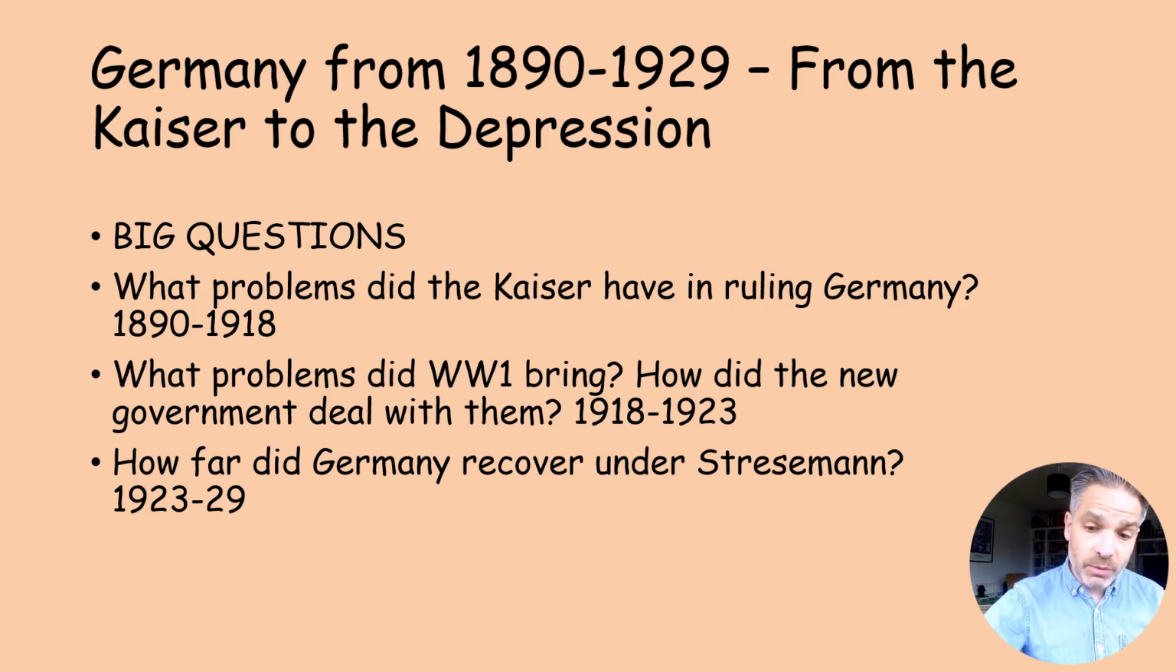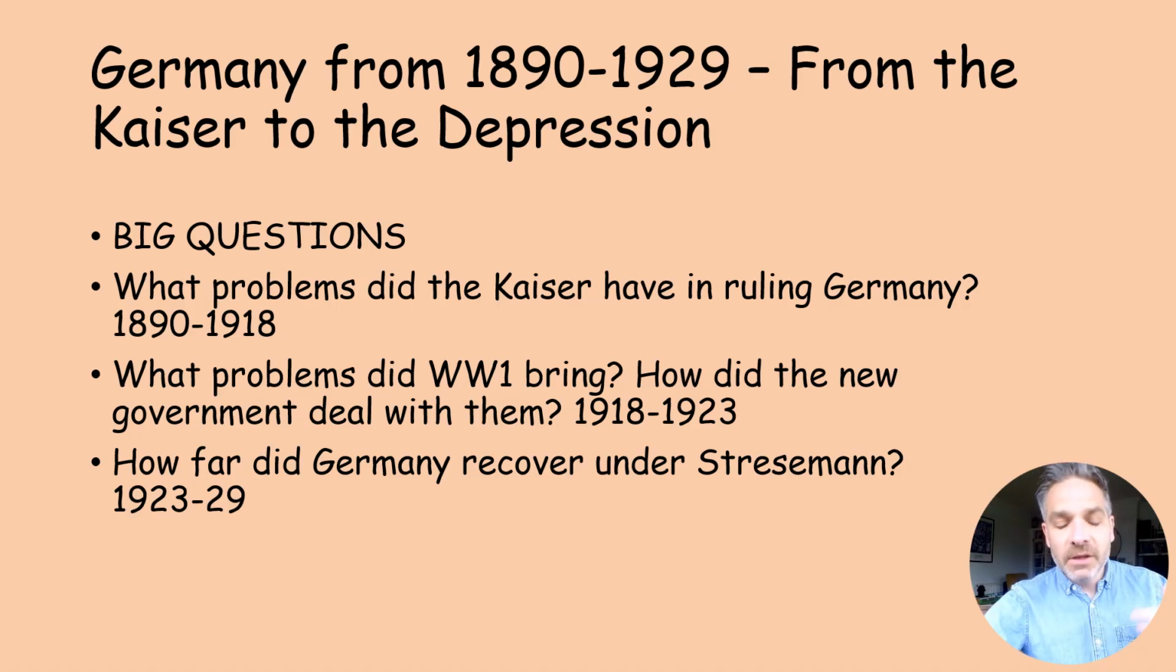So the first big question is, well, what problems did the Kaiser have when he was ruling Germany between 1890 and 1914 to 1918, really the end of the war? The second one is, what problems did the First World War bring? And how did the new government, the Weimar Republic created at the end of the war, try to deal with these problems?